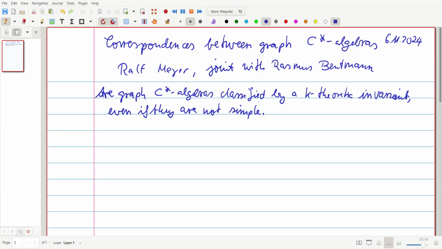One particularly strong result, if you don't impose any further restrictions, would be work of many people, including certainly Søren Eilers and Efren Ruiz and a couple of more people. They were able to complete the classification when you have a graph with only finitely many vertices, which means unital C-star algebra.